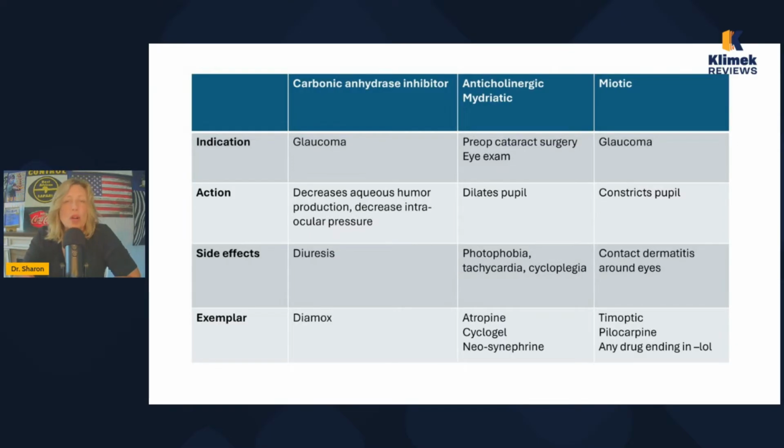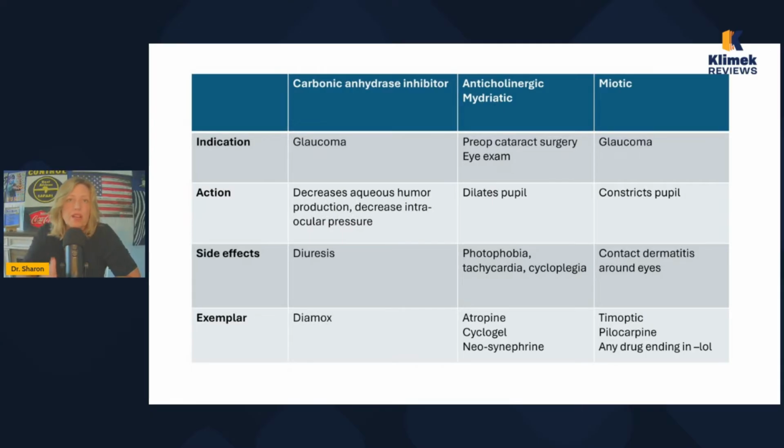All right, so carbonic anhydrase inhibitors, Diamox, and miotics, Timoptic and pilocarpine, are used for treating glaucoma. The one decreases intraocular pressure. The other one causes vasoconstriction. Diamox can cause diuresis. So think Diamox goes with diuresis. The miotic can cause contact dermatitis if it gets onto the skin.